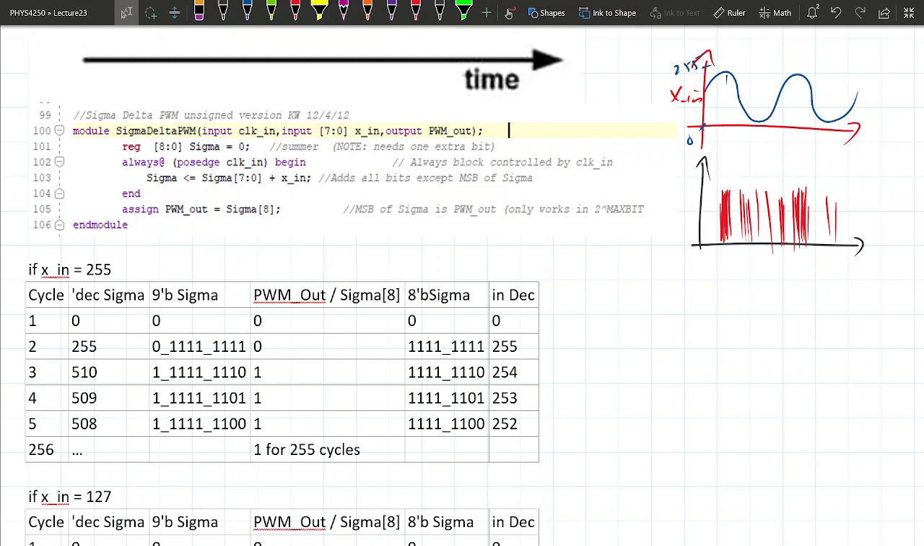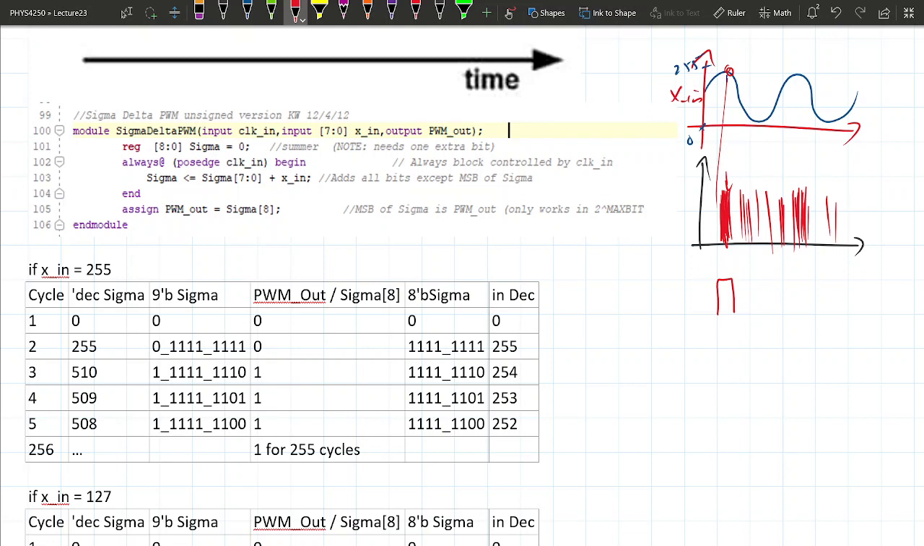Let's say xn is the maximum value. When xn is the maximum value, you're at this peak right here. That's where you basically want the pulse to be pulsing all the time. In fact, if you actually draw this, it'll just look like this for the whole cycle. It'll just be high. That's when it's sending out the maximum amount of power. So hopefully, if xn is 255, we're going to keep our PWM out high all the time.